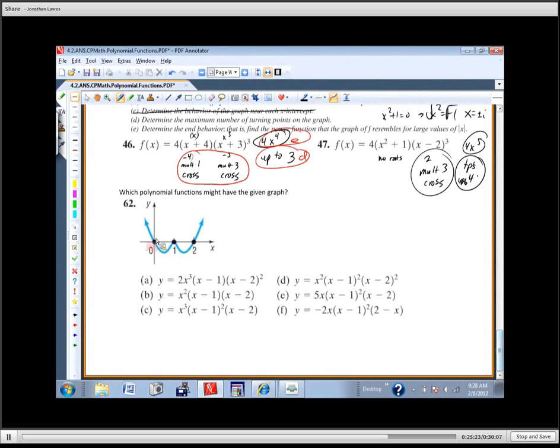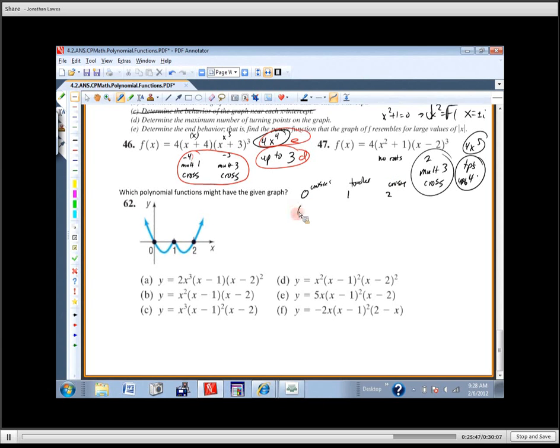Okay, so it crosses the x-axis at 0. It touches at 1 and it crosses at 2. So let's figure out the factors that correspond to this. So if I've got 0, 1, and 2, and here it crosses, here it touches, and here it crosses.